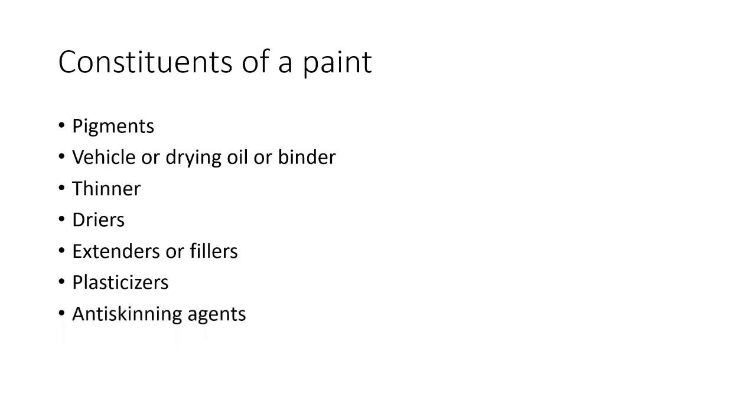Each of these constituents we will discuss briefly later, but first I want to mention all these seven constituents. These are the major and most important constituents of a paint. Those are pigments, the vehicle or drying oil or binder, thinner, dryers, extenders or fillers, plasticizers, and anti-skinning agents. These are the total seven major or most important constituents of a paint.